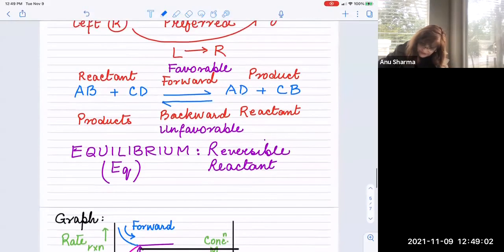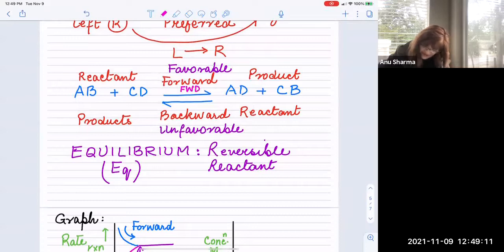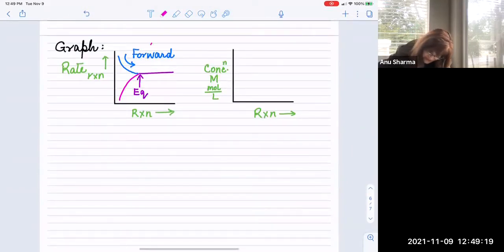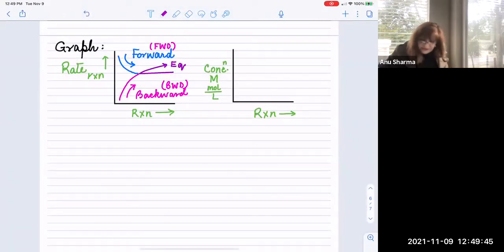Let me put the forward in another color. Forward is FWD, and the backward is BWD, because it's just short form. So here is the forward, FWD, and then the backward, BWD. Now I'm going to put the equilibrium right here, at this point. If we know exactly at what reaction conditions that happens, or at what time, temperature, pressure, or amount of heat given, then we can do something with these types of reactions.